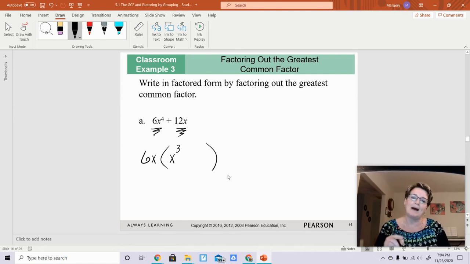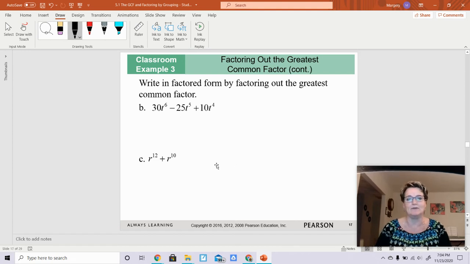Remember, when you multiply powers, you add the exponents. Now, 6x times 2 gives me 12x. So if you want to double check your answers, multiply these two together, you better get 6x to the 4th. Multiply these two together, you better get 12x. And we do, so we're good. We're going to keep moving.